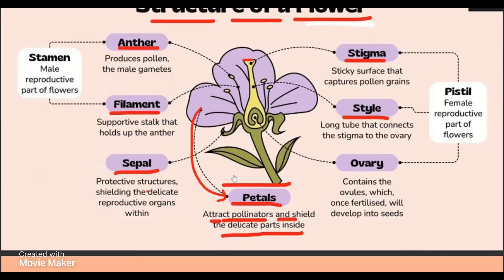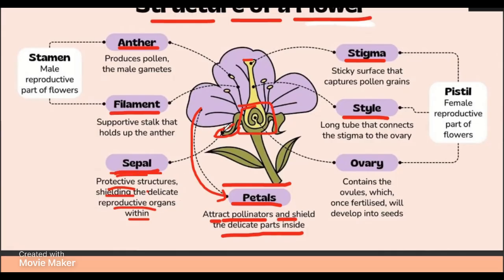Okay. And the next part is the sepal. What do sepals do? They are protective structures shielding the delicate reproductive organs within. Here is the petal. And what do sepals do? The sepals protect the inner reproductive part of the flower, this part. It also has a protective function.